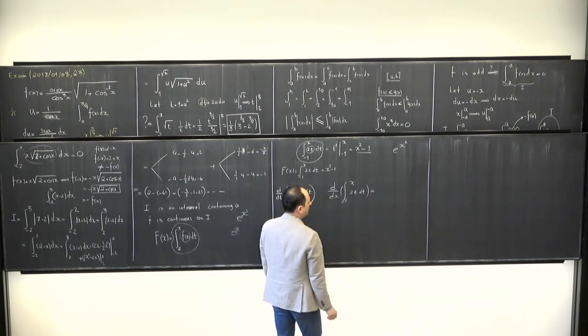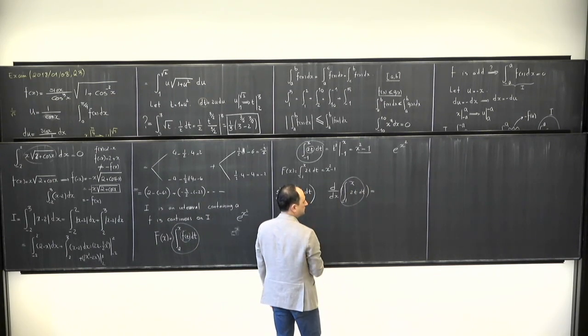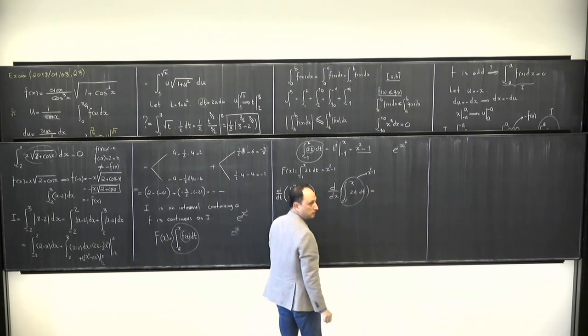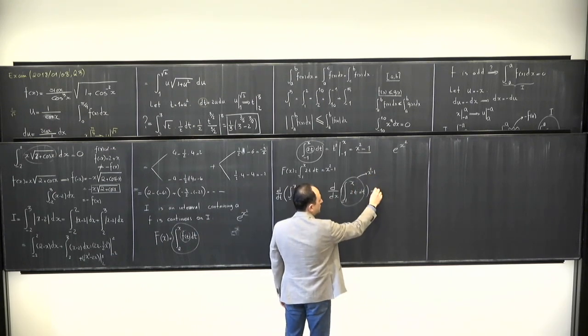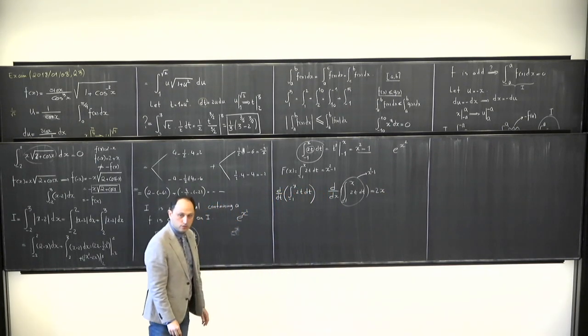If I ask you, can you calculate this? You can say, okay, first I calculate this integral. It becomes x squared minus 1. Then I differentiate this function, it becomes 2x. Completely correct. So the answer is 2x.